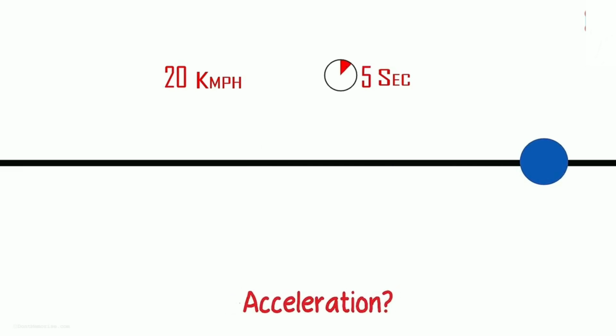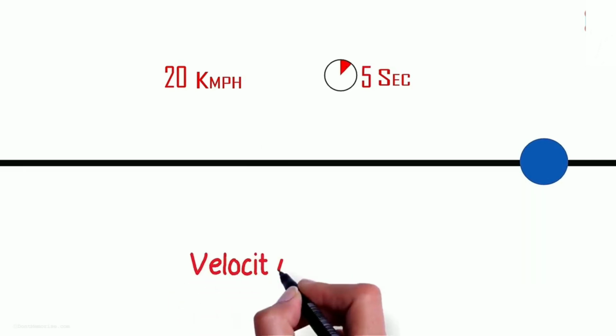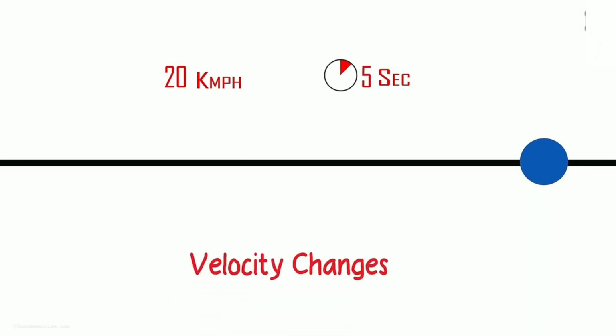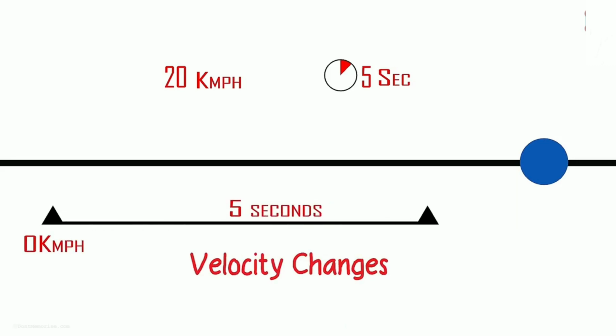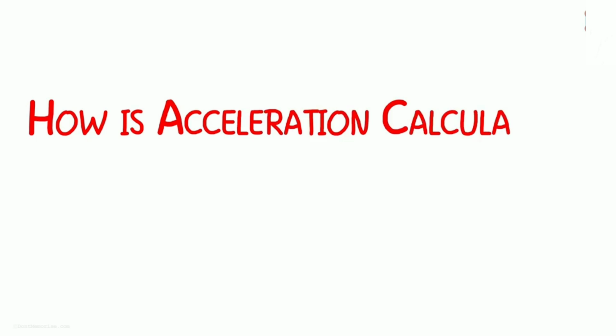I have a question. Here, is there any acceleration? Yes, here acceleration occurs. Why? The velocity changes from 0 km per hour to 20 km per hour within a time span of 5 seconds. That means the object is at rest, first velocity is 0, final is 20 km per hour. Now we can calculate the acceleration.